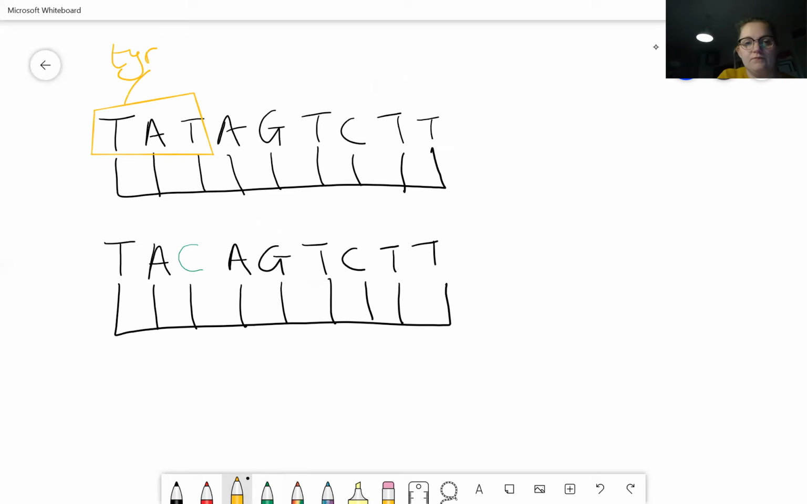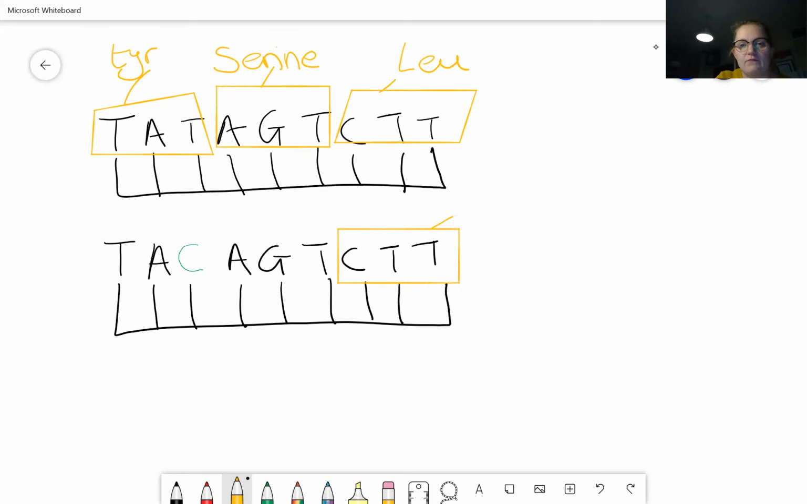Our next codon, AGT, is going to code for serine. And then our final one, CTT, is going to code for leucine. If we have a look at this new one, let's look at the amino acid chain this time. Right, so we've still got leucine, AGT, still got serine.